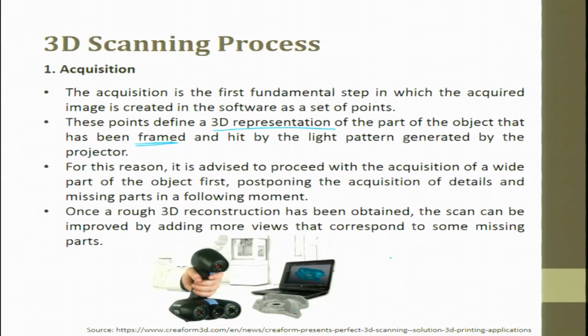some missing part. For example, you view the object from here, then you view the object from here, then you view the object from here. Okay. So then what happens, you can reconstruct the image of the object in a very nice fashion, so that you get a 3D image.